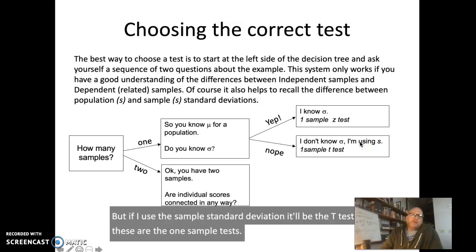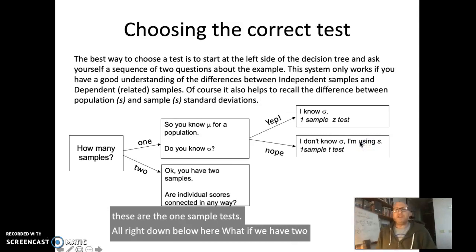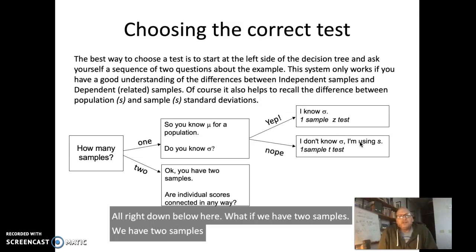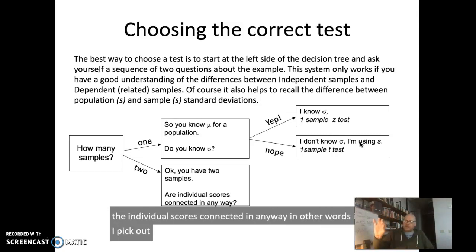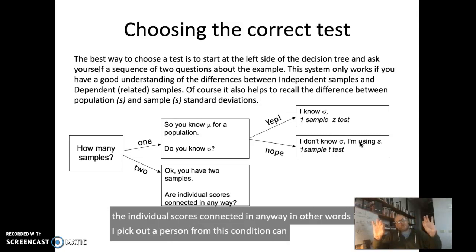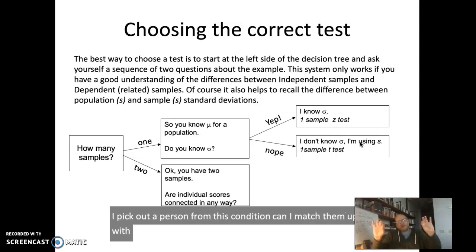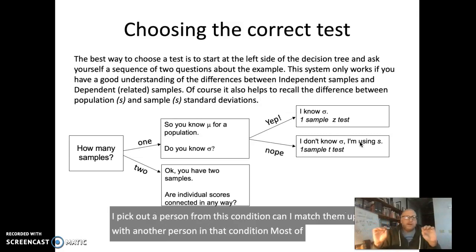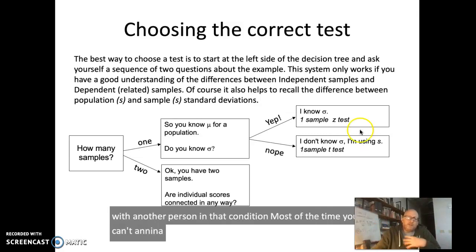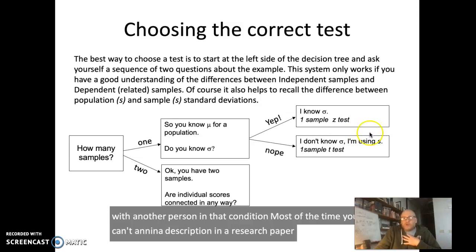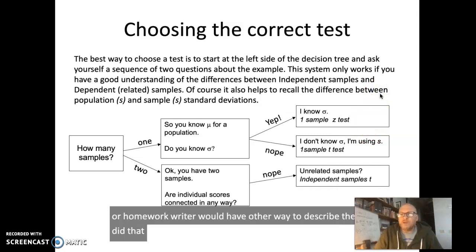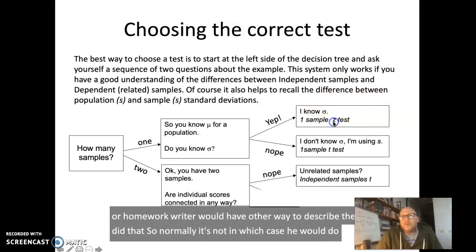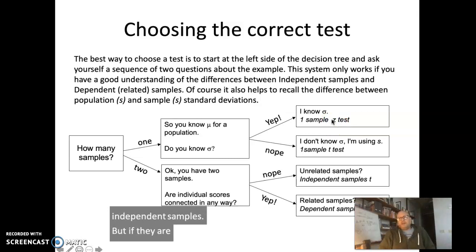All right, down below here, what if we have 2 samples? The next thing I usually ask is, are the individual scores connected in any way? In other words, if I pick out a person from this condition, can I match them up with another person in that condition? Most of the time you can't. And in a description in a research paper or on an exam or homework, the writer would have to go out of their way to describe that they did that. So normally it's not, in which case you would do independent samples. But if they are matched, then you would do dependent samples.